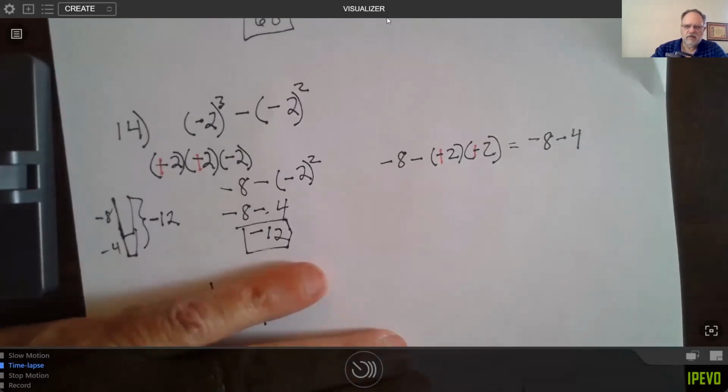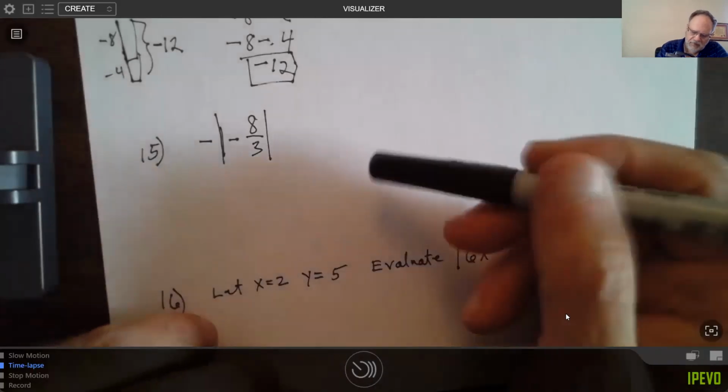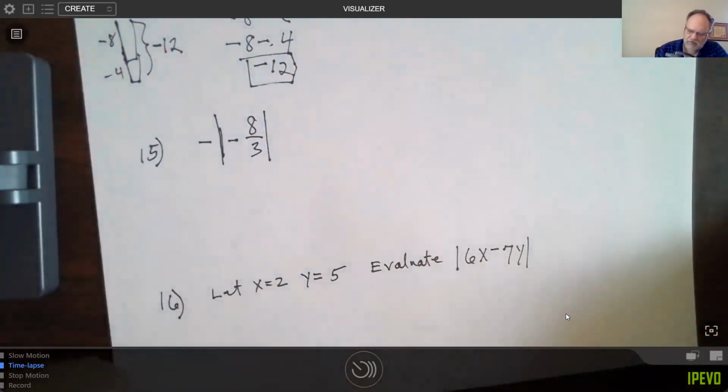Okay, let's look at the next problem on our sheet. Now we're going to go over absolute value, number 15, minus, and then absolute value of -8/3. Okay, so on our sheet, we look at that. Now let's review what absolute value is.